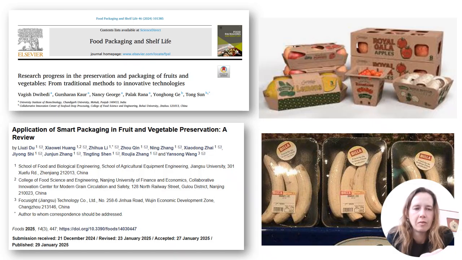Then we can also have some application for smart packaging in fruit and vegetables preservation. This smart packaging is something really nice. It can indicate to us how the food inside is. Is it still good for consumption? Is it already spoiled, or how is the quality? So this smart packaging gives this feedback to consumers, and it's an easy way to interpret it.